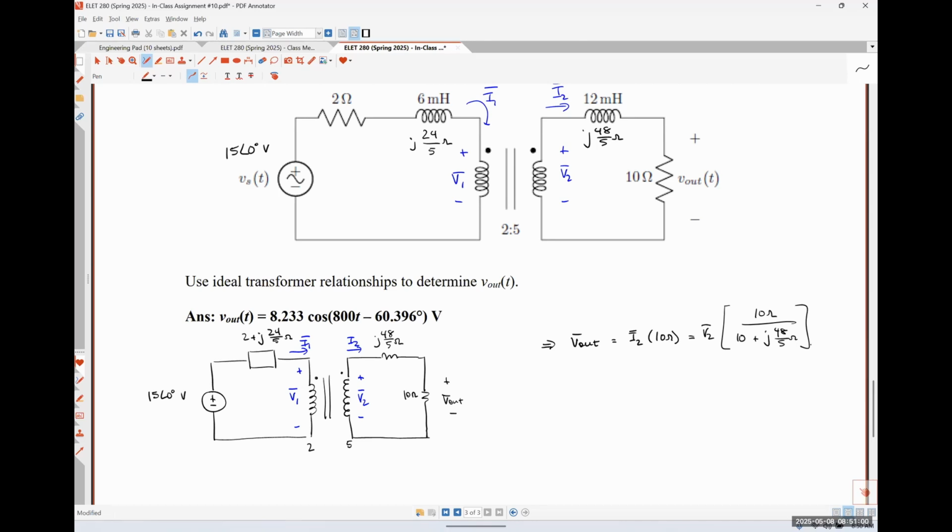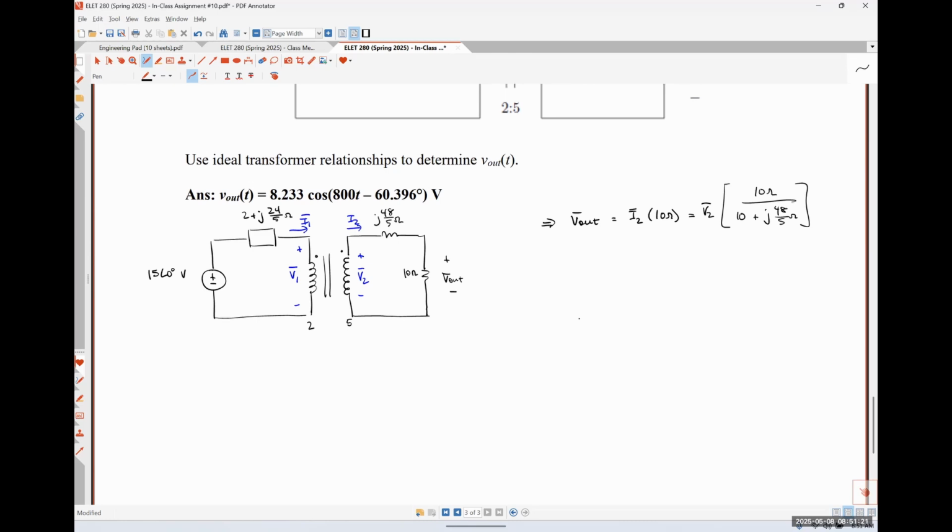So I've got this circuit simplified down to impedances connected to an ideal transformer and all that kind of stuff. So what should my next step be here? Yep, exactly right. So that's going to look like 15 angle 0 degrees volts. Here's 2 plus j24 over 5 ohms.